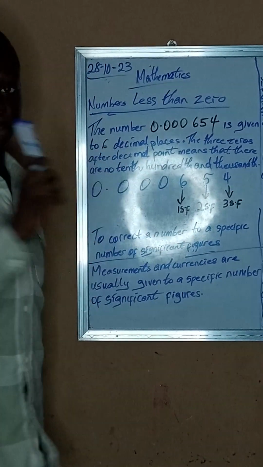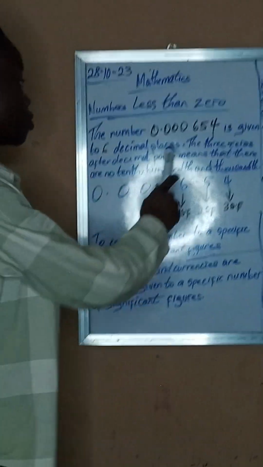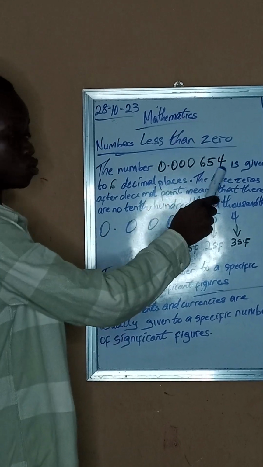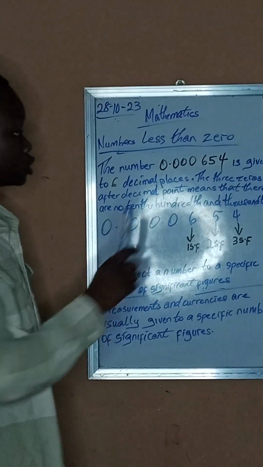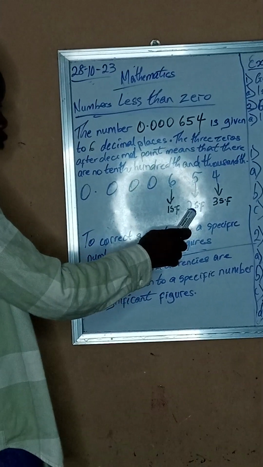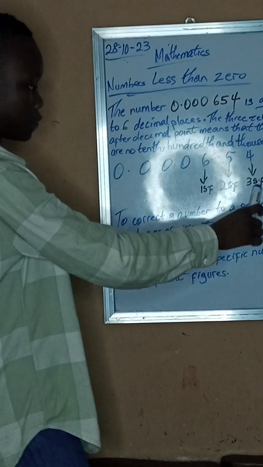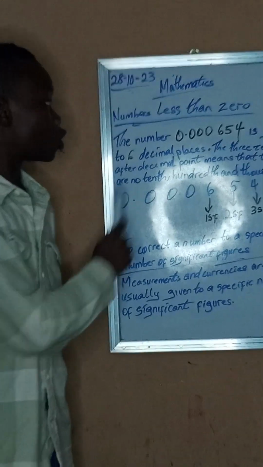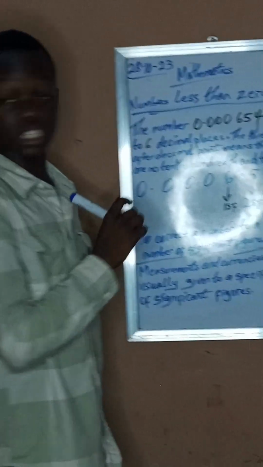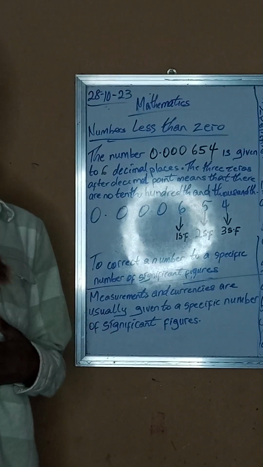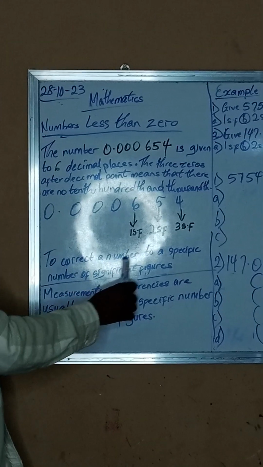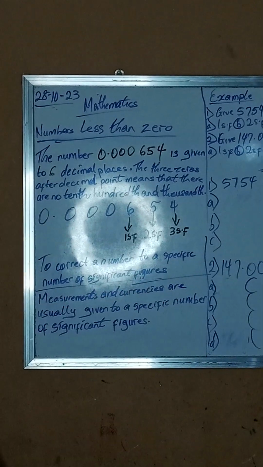So the significant figures start from 6, which is the first non-zero digit, then stop at 4, which is the last non-zero digit. So 6 is the first significant figure, 5 is the second significant figure, and 4 is the third significant figure. As I said at the start of this class, you can use significant figures to approximate numbers. So let's go into correcting a number to a specific number of significant figures.